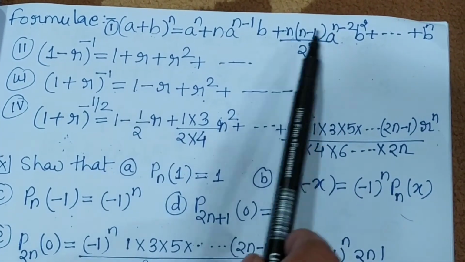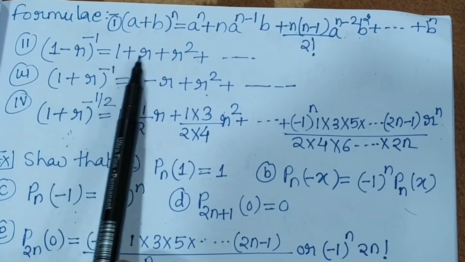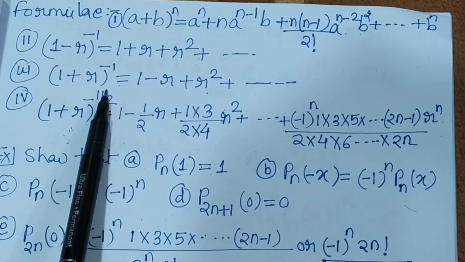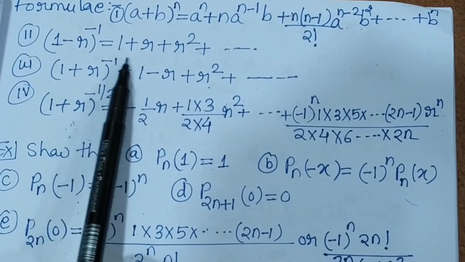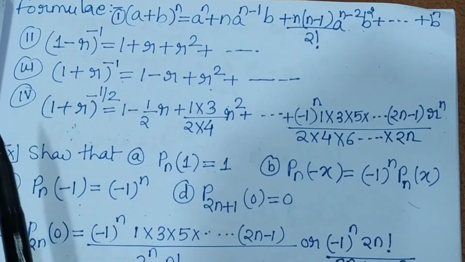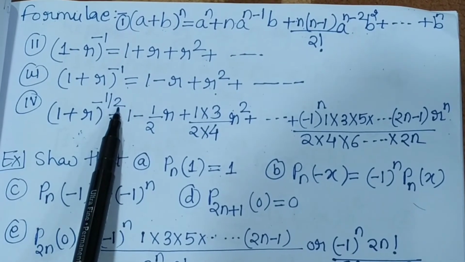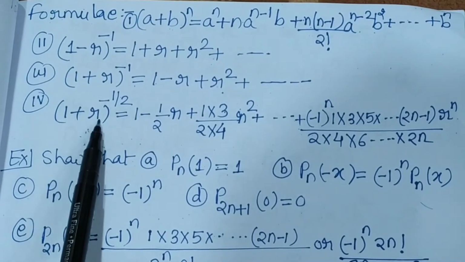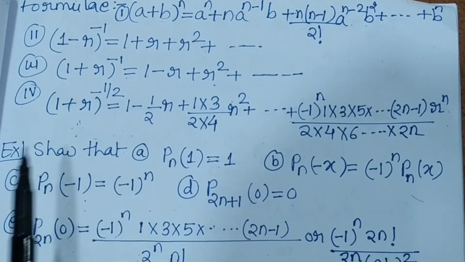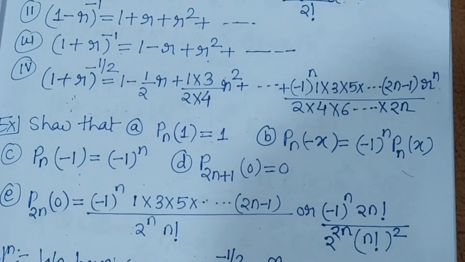Using this in particular, we have (1 minus r) raised to minus 1 equals 1 plus r plus r squared and so on. Similarly, the next formula is (1 plus r) raised to minus 1 equals 1 minus r plus r squared and so on. Taking the power as minus 1/2, with the first and second terms as 1 and r, we have this formula. Making use of these formulas, we will get some important results in future.